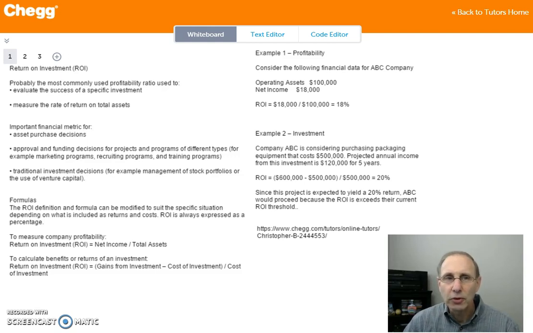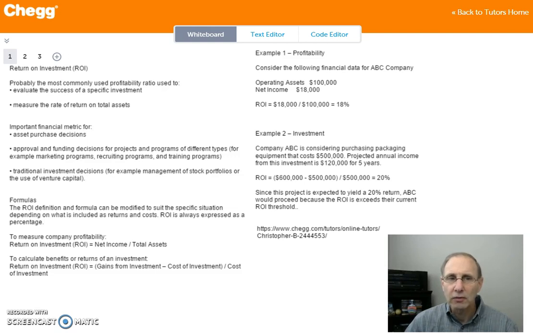In today's tutorial, we're going to talk about one of the most commonly used profitability ratios, return on investment, or as it's most commonly referred to, ROI. This ratio is used to evaluate the success of a specific investment, to measure the rate of return on total assets. It's an important financial metric for several reasons.